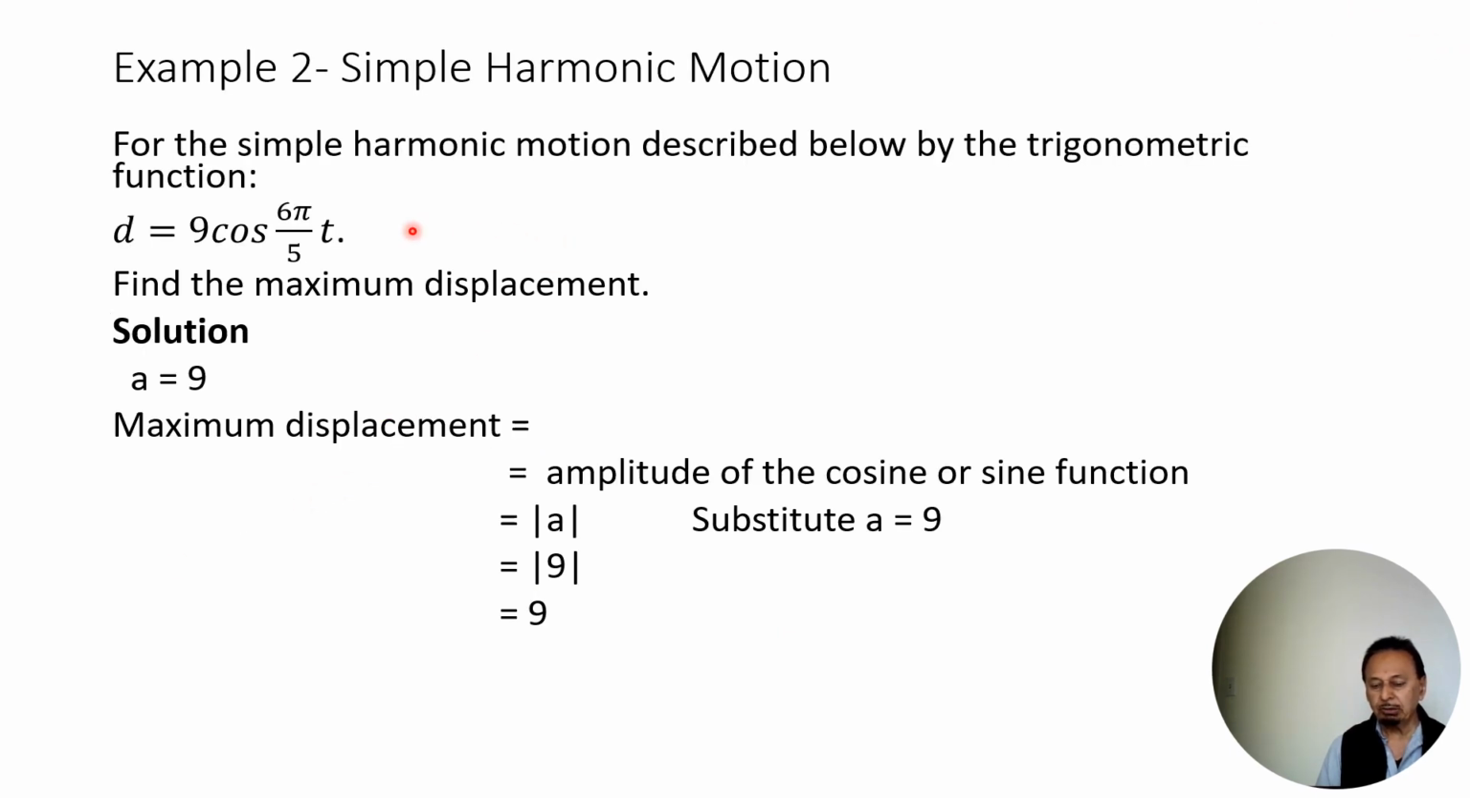Example 2. For the simple harmonic motion described by the trigonometric function d equals 9 cosine 6 pi over 5 t, find the maximum displacement. Well, here a is 9 and maximum displacement is equal to the absolute value of a. So you substitute a, you get the absolute value of 9, which is 9. So the maximum displacement is 9.